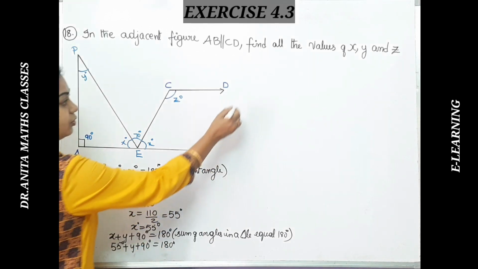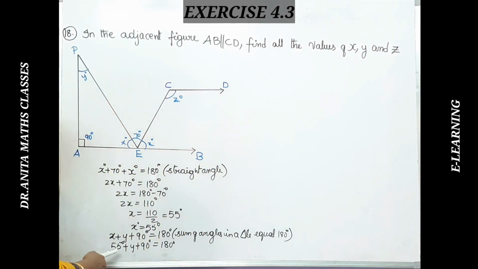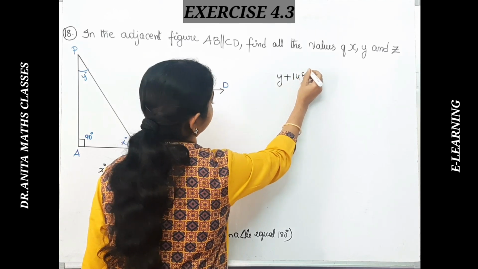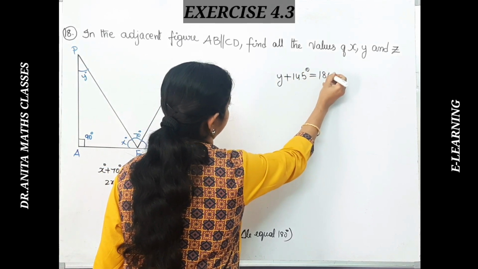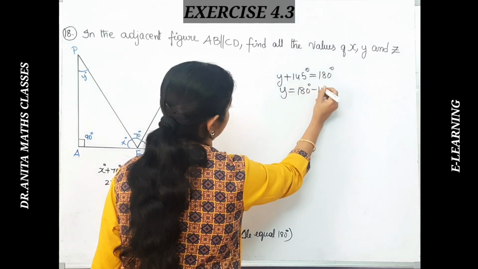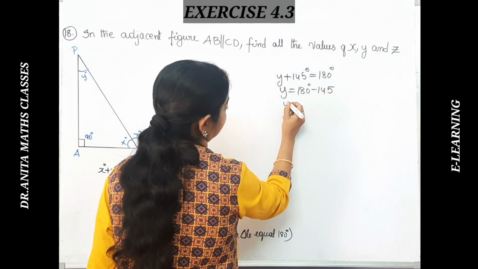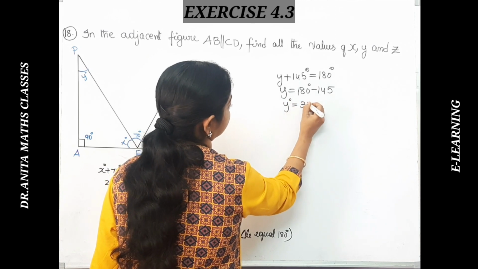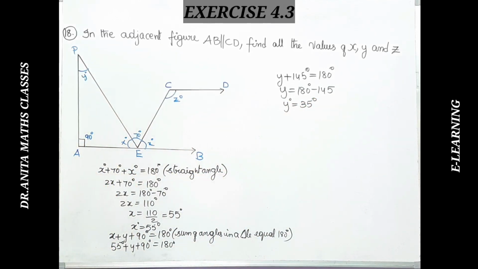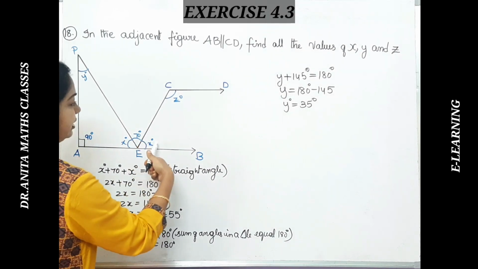I will write it here. So, 90 plus 55, that comes to 145. Y plus 145 degrees is equal to 180. So, y is equal to 180 minus 145. That comes to y equal to 35 degrees. So, we got the y value, right. Here x and y we got, now we want to find the z.